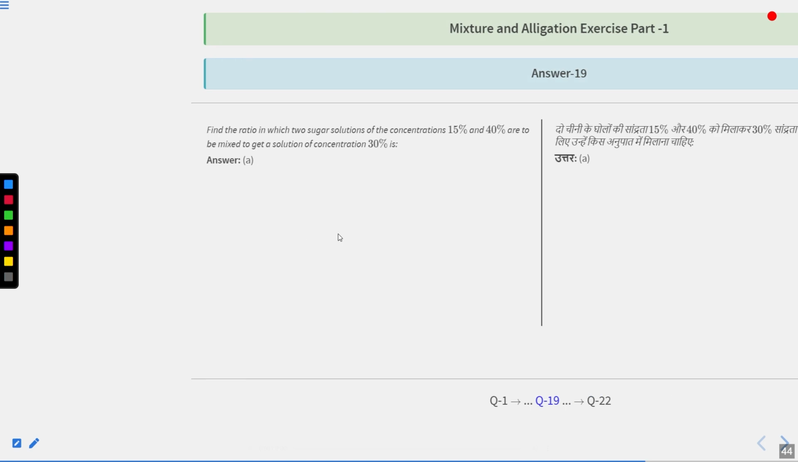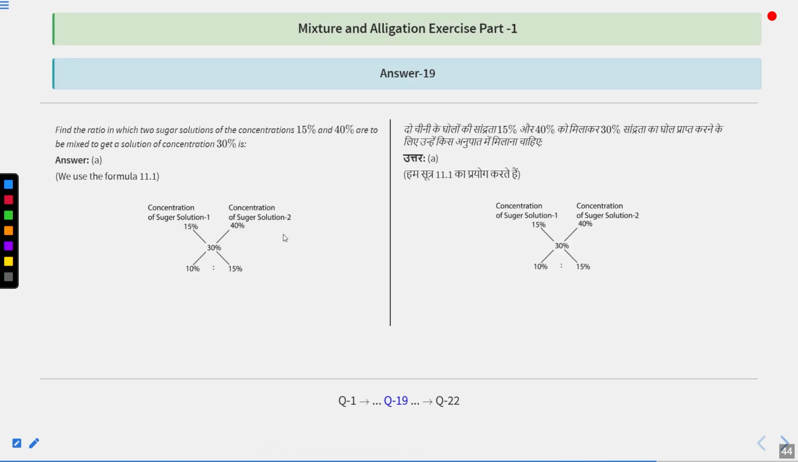Now time's up. Let's see the solution. Again, we are going to use formula 11.1. The concentration of sugar solution 1 is 15%, another is 40%, and their average is 30%. So we just put it in and calculate it. 40 minus 30 is 10, 15 minus 30 is 15. So the ratio becomes 2:3. So A is the correct answer.